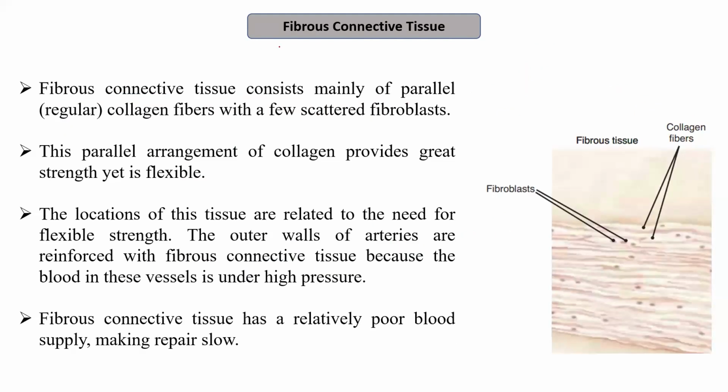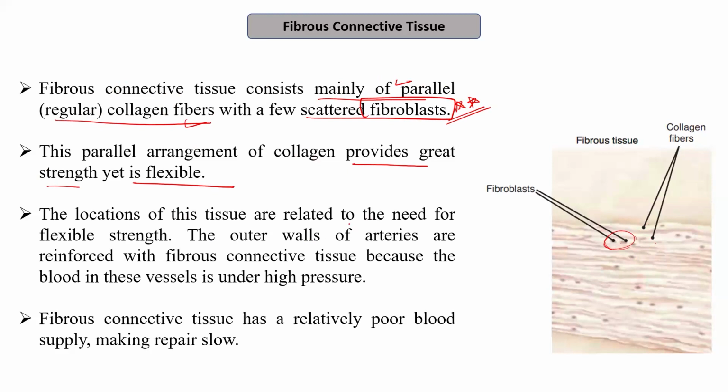Fibrous connective tissue consists mainly of parallel regular collagen fibers with a few scattered fibroblast cells. So the specialized cell here is the fibroblast, and it mainly consists of parallel collagen fibers. You can see in this figure also that they consist of parallel collagen fibers with few specialized cells called fibroblasts. This parallel arrangement provides great strength, yet it is flexible. So along with the strength, it is flexible also.